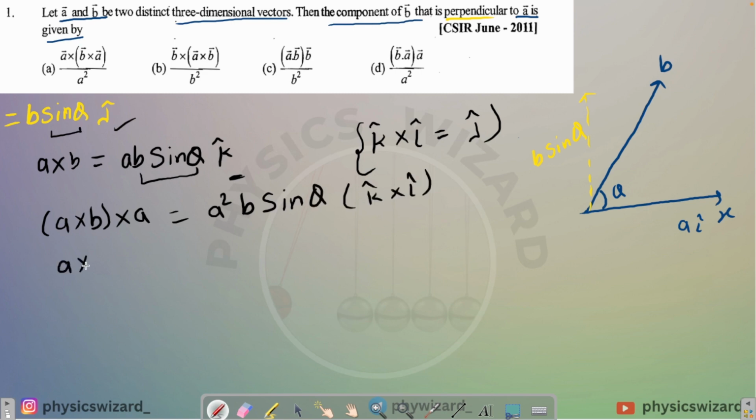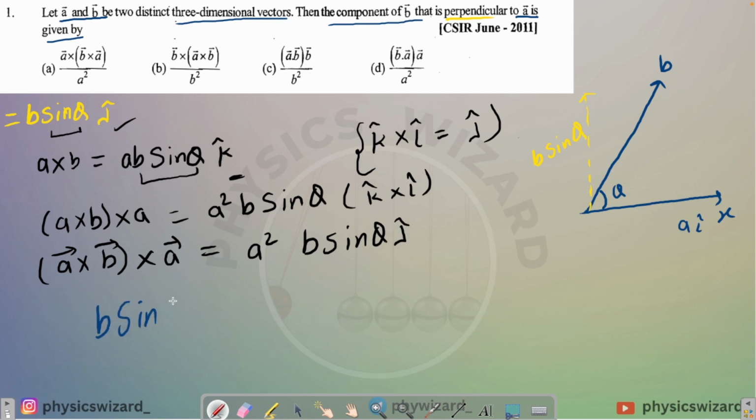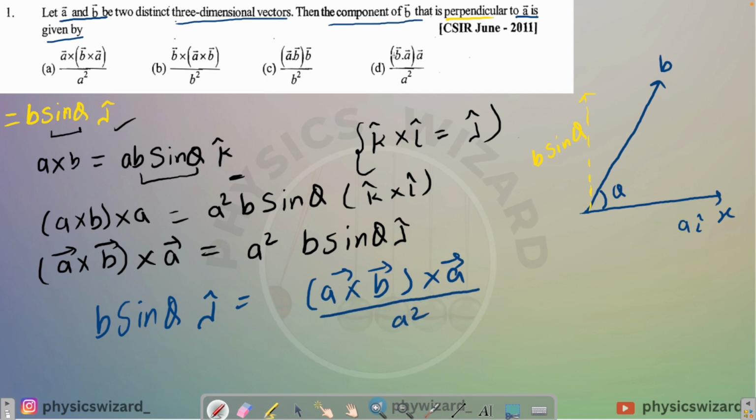So here we get A cross B, both are vector quantities, cross A equals A square B sine theta j cap. So to write B sine theta j cap, it will be A cross B cross A divided by A square.